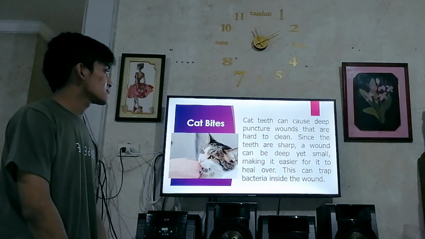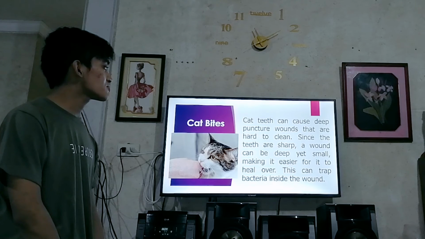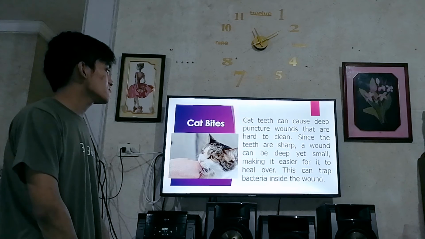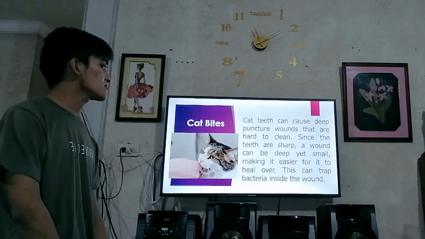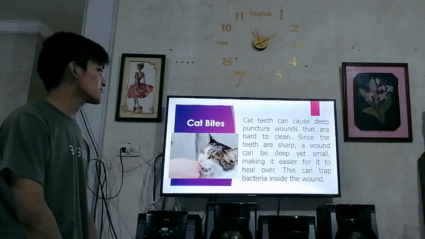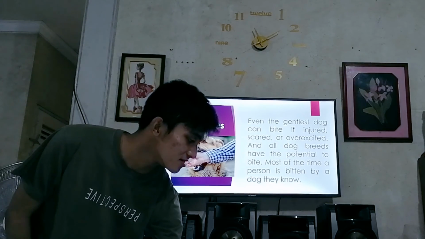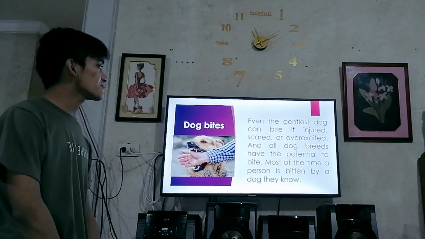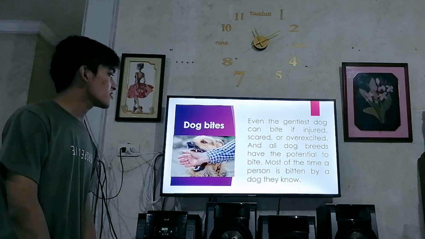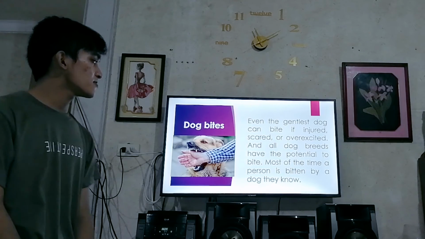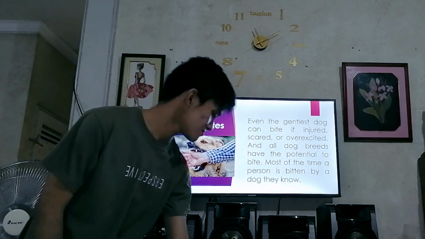Animal bites. Cat teeth can cause deep puncture wounds that are hard to clean. Since the teeth are sharp, a wound can be deep yet small, making it easier for it to heal over. This can trap bacteria inside the wound. Dog bites. Even the gentlest dog can bite if injured, scared, or overexcited, and all breeds have the potential to bite. Most of the time, a person is bitten by a dog they know.